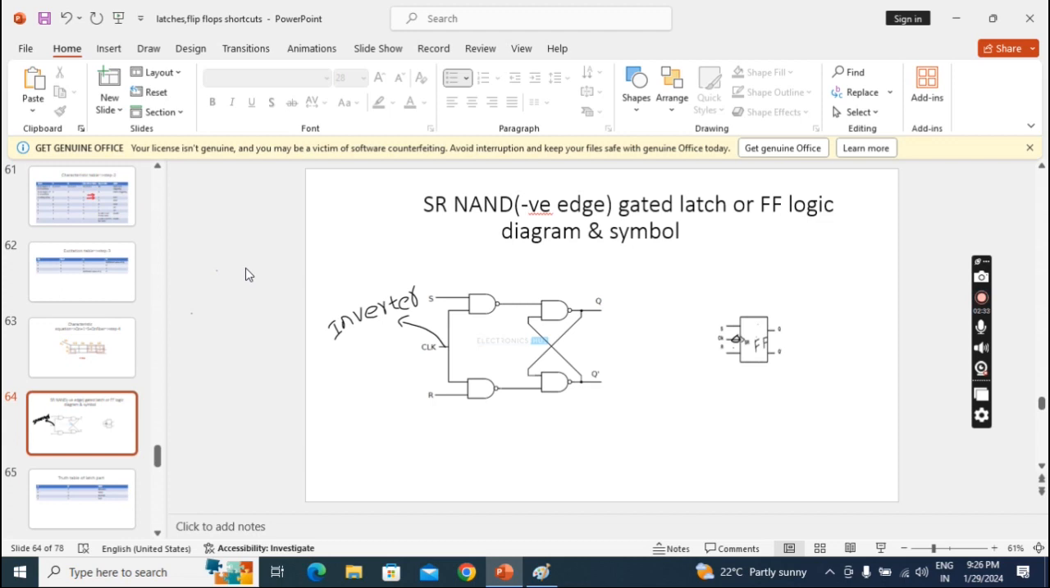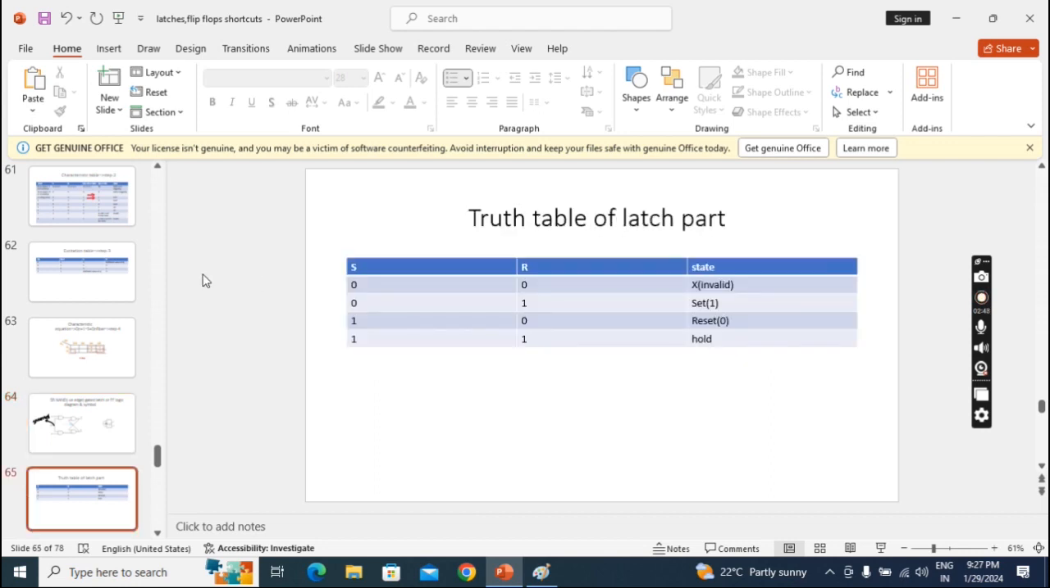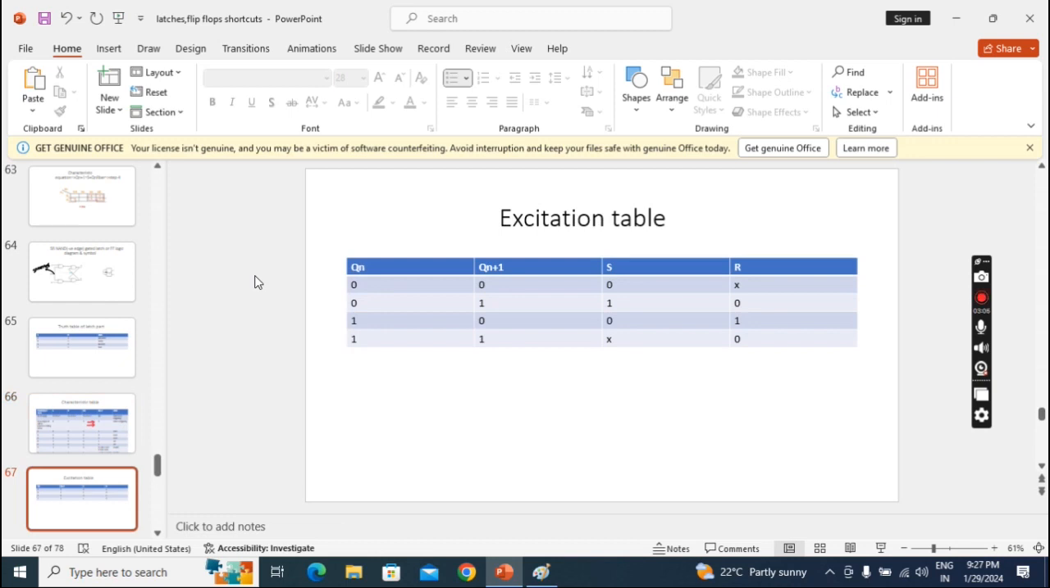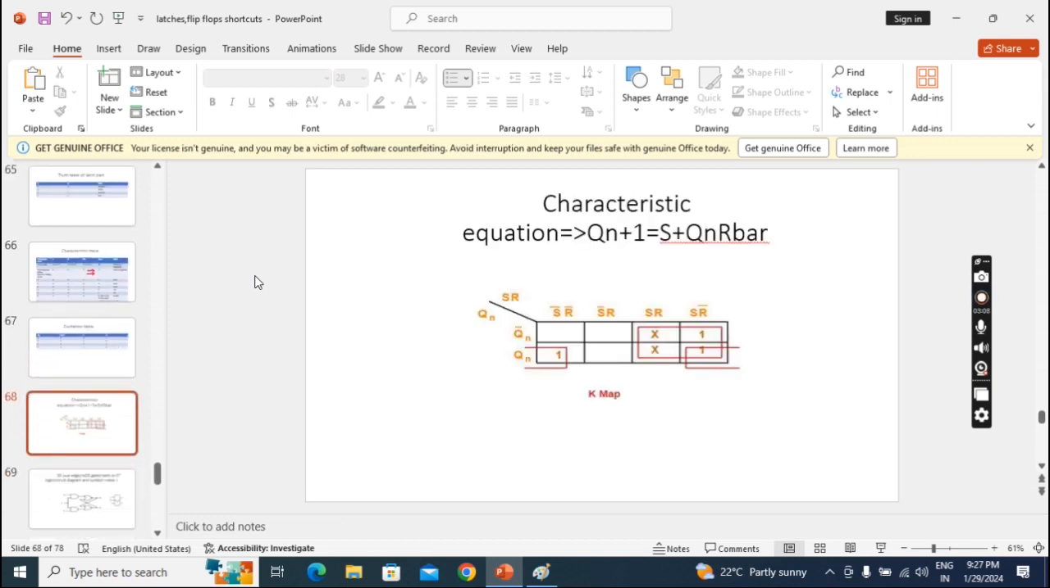NAND only with negative edge. See here, for negative edge we have to keep an inverter in the logic diagram, and in the symbol we have to keep a bubble along with a triangle: bubble outside, triangle inside. These are the differences. This is the latch truth table. This is the excitation table and characteristic table. In this characteristic table, 1 indicates positive edge and zeros indicate negative edge. Remaining all same. Excitation table same, characteristic equation same.